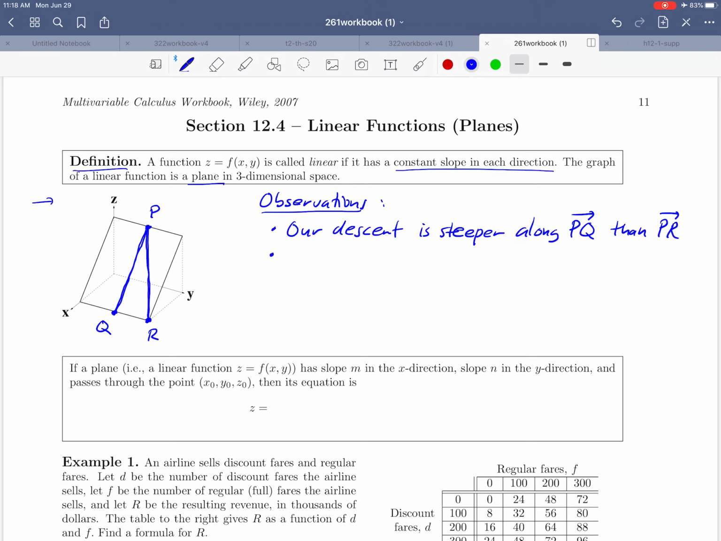Another thing that we might notice is that if you choose a direction, say you go from P to Q, does your slope change? Does the steepness change along that path? It really doesn't, because the surface is flat. It stays constant. And similarly, if you move from P to R, that descent, as we said, is not as steep, but if you keep on that path from P to R, your slope isn't going to change while you're on that path. So what we could say maybe is the following: the slope stays constant along each straight path.